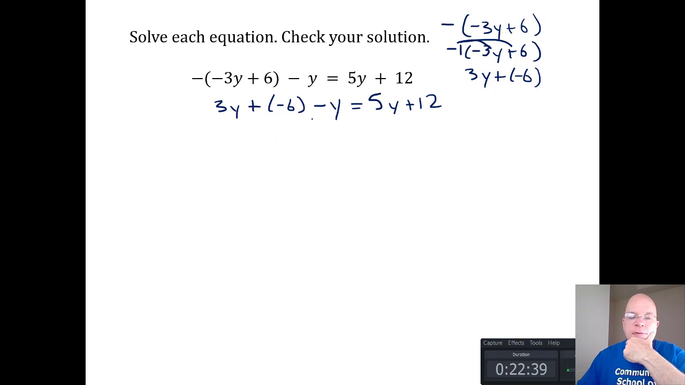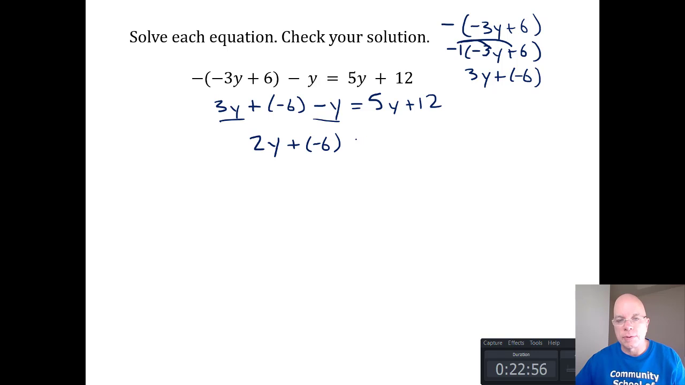Now, before I start moving y's from one side of the equation to the other, I'm going to combine these like terms right here on the left side, because 3y minus y is 2y. When I'm subtracting y, I'm subtracting 1y, so I'm left with 2y plus negative 6, or minus 6, both would be equivalent, equals 5y plus 12.